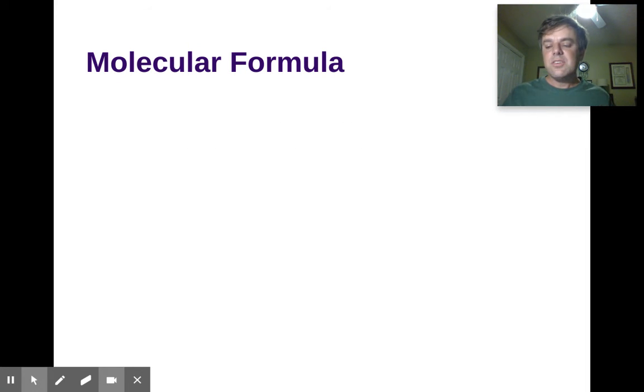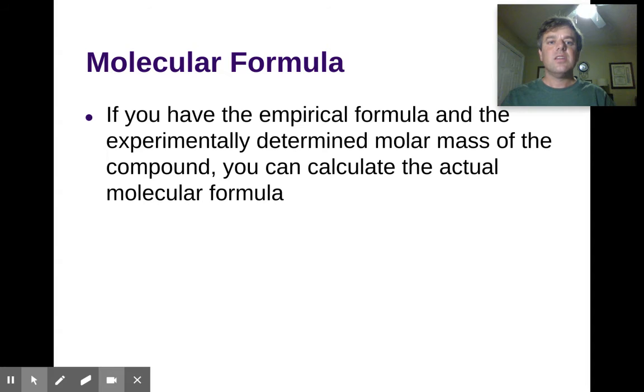Now, molecular formula is just one extra step we add on to the end. If you have the empirical formula and you also know the experimentally determined molar mass of the compound, then you can figure out what the actual molecular formula of the compound is. We'll learn several different ways to determine molar masses of compounds in this class. But for today, don't worry about how we figure that out.